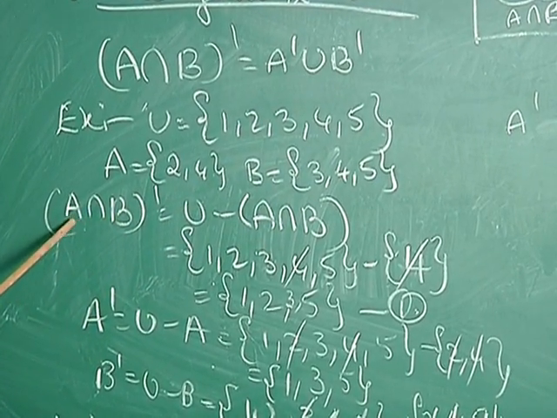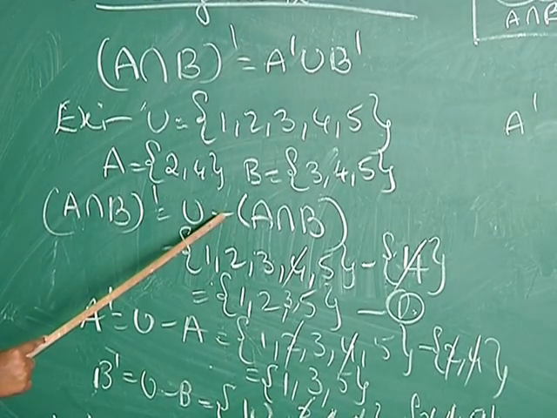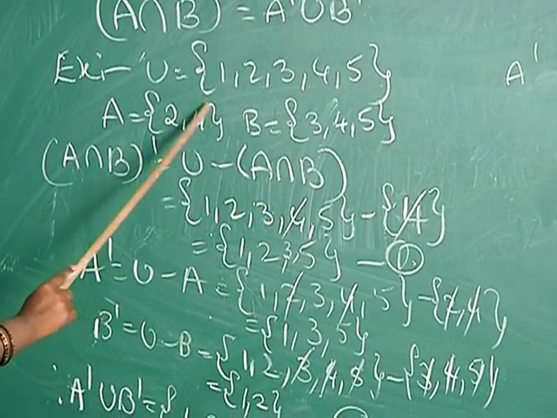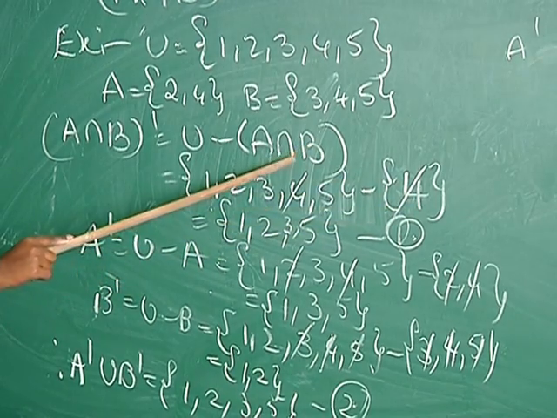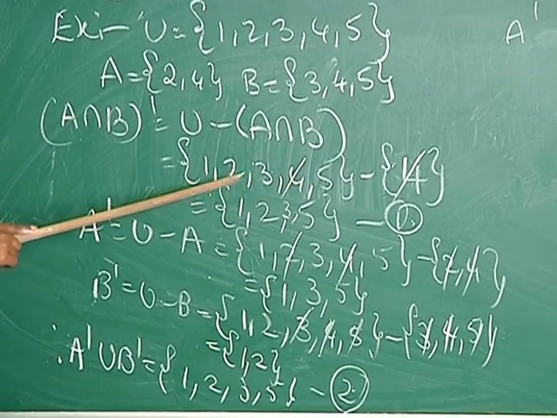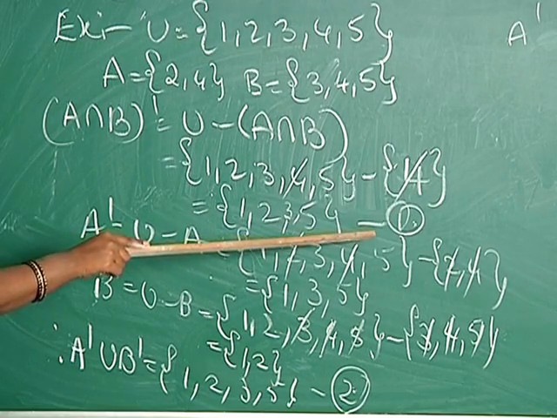So now let us prove (A intersection B) whole complement. Complement indicates U minus whatever is given in the set, here A intersection B. In A and B, 4 is the common element, so in the A intersection B place we write 4. 4, 4 will get cancelled. The left out elements in the first set are 1, 2, 3, 5. Let it be equation 1.